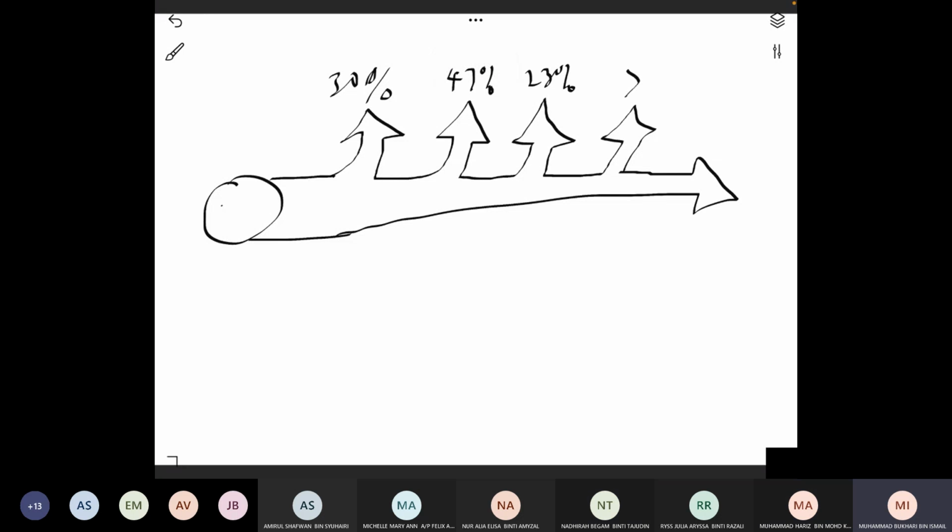And then 0.02% is used for photosynthesis. Okay, this is what we call a Sankey diagram. Okay, any questions? Actually, this is only one example, but this Sankey diagram applies to other situations also.